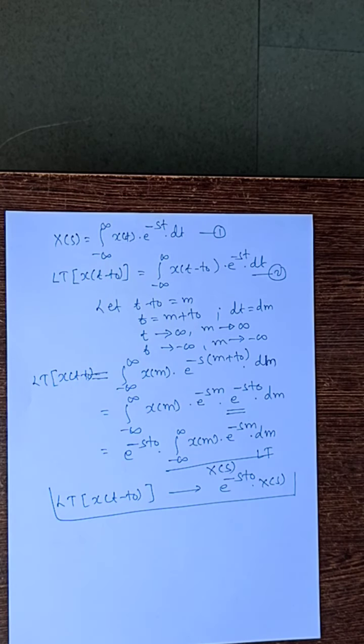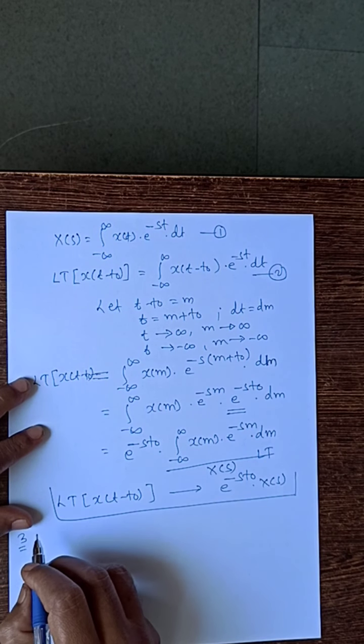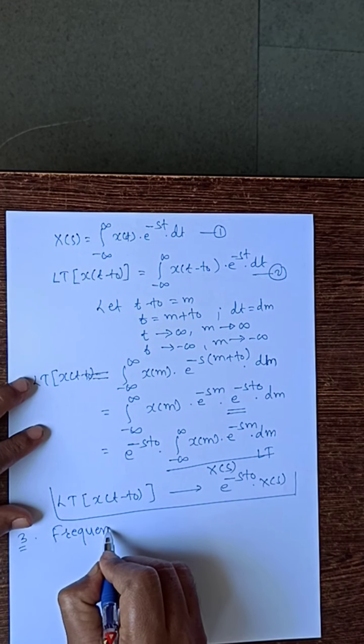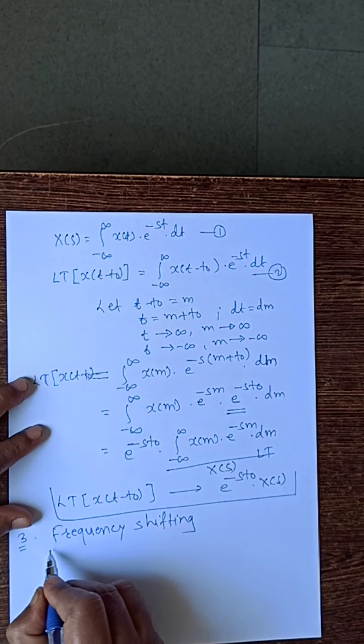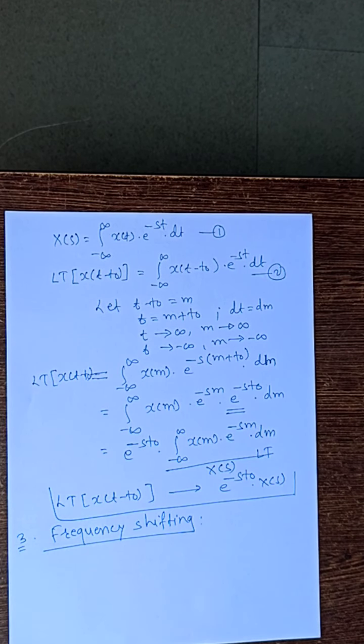That means when you shift the signal in the time domain, it will be multiplied by e^(-s t0) in the frequency domain. Next property, property number 3, that is the frequency shifting property. This property says that when there is a shift in the frequency domain, what is its effect in the time domain? Or if you do something in the time domain, what is its effect in the frequency domain?